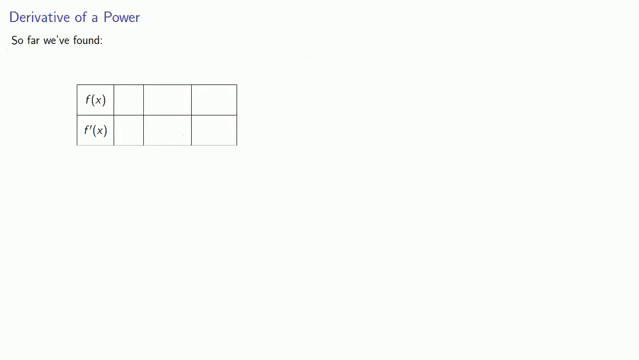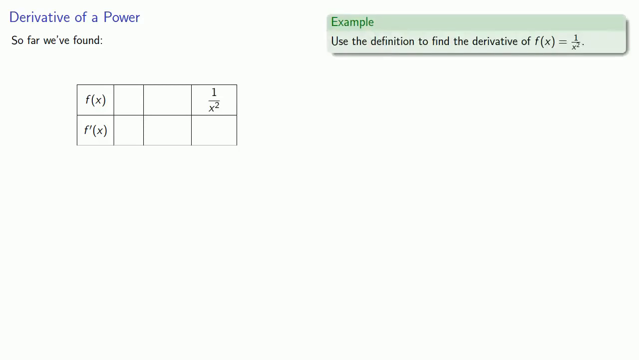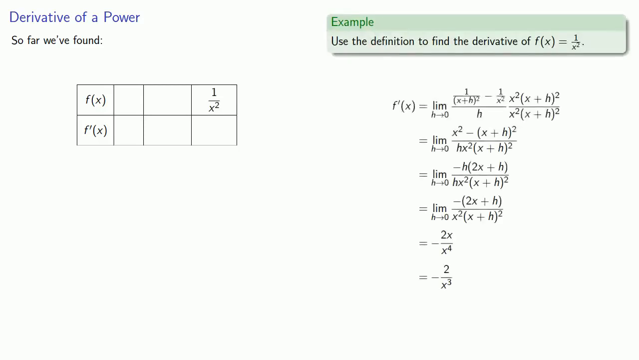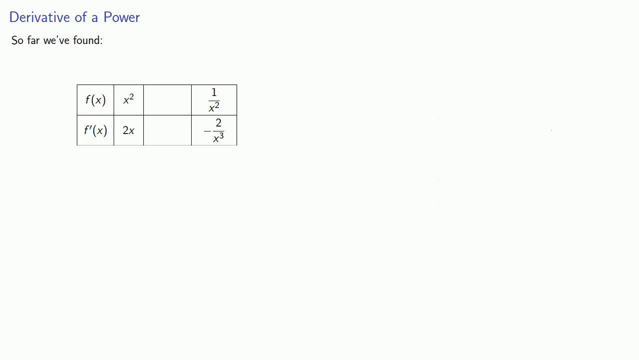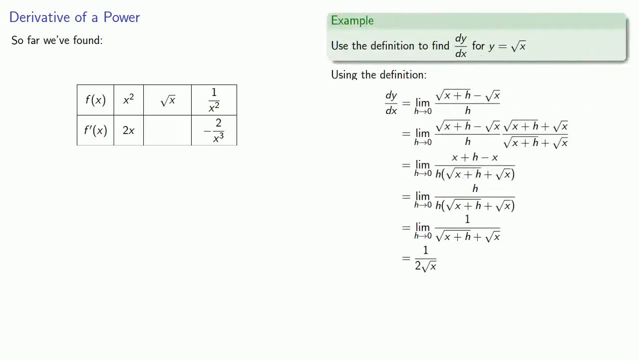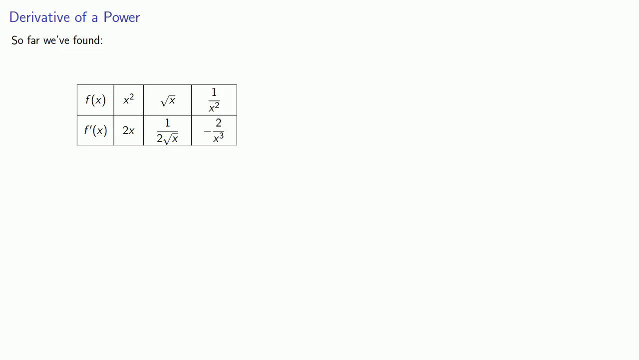Let's pause a moment and take stock of what we found. We just found that if f of x is equal to 1 over x squared, the derivative is minus 2 over x to the third power. In a previous problem, we found the derivative of x squared was equal to 2x. And we also found that the derivative of the square root of x was 1 over 2 square root of x. Let's take a look at these and see if there's any useful pattern that emerges.